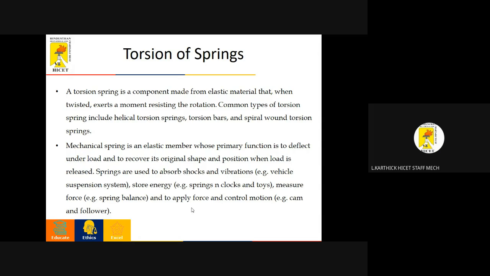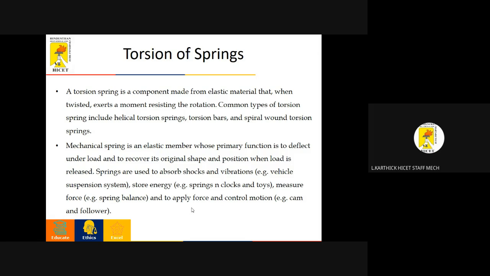So this is a torsion spring, and the other spring is the bending spring. A bending spring is one which is subjected to a bending load only, and the resilience is mainly due to bending. The leaf or plate spring also falls under this category. Here, the common types of torsion springs include helical torsion springs, torsion bars, and spiral wound torsion springs. We mainly focus on helical torsion springs. In general, a mechanical spring is an elastic member whose primary function is to deflect.